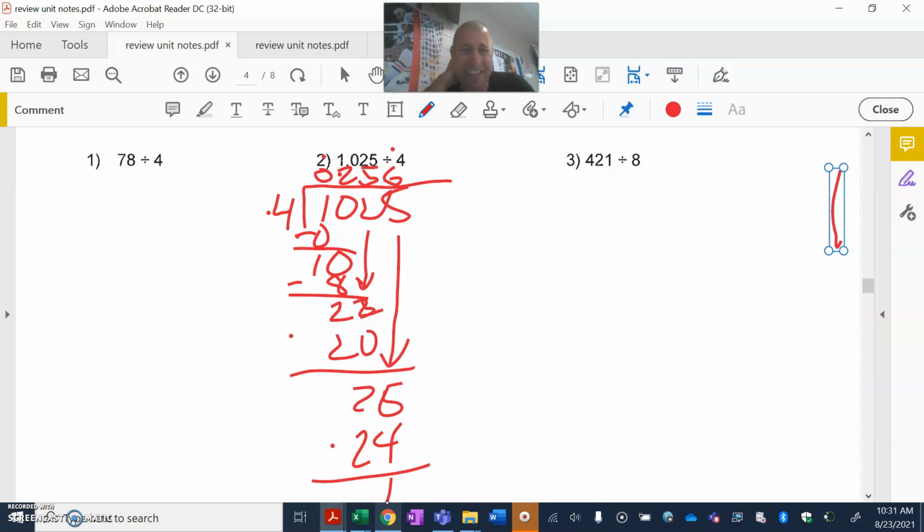There isn't a next number. Oh my goodness. Okay, so when there's not a next number, we have to add a decimal, and we have to add our 0. You see, that doesn't change the value of the 1025. A decimal point with the 0 doesn't affect it. So now I can bring down my next number, which is a 0.